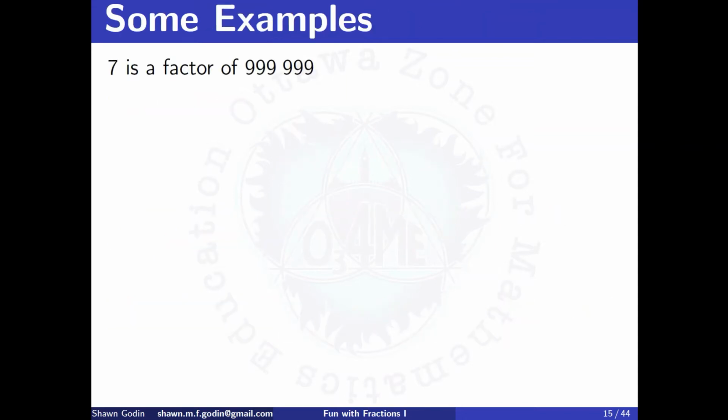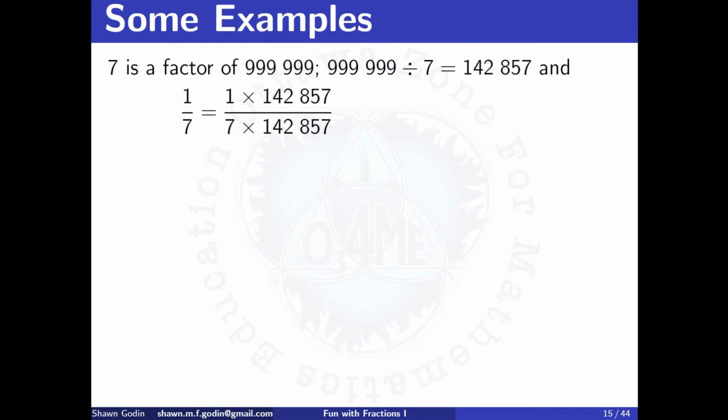So let's look at a couple examples. So for example, 7 is a factor of 999,999. If I divide 999,999 by 7, I get 142,857. If I start with 1/7, multiply the numerator and denominator by 142,857, I end up with a fraction 142,857 over 999,999, which by our pattern we know is the periodic decimal 0.142857 repeated.